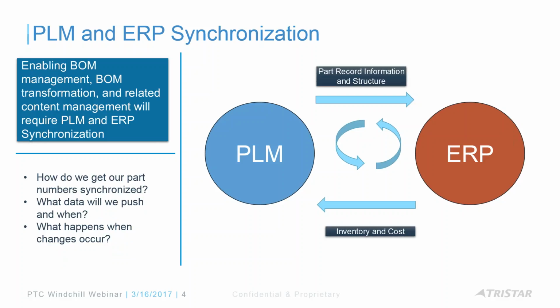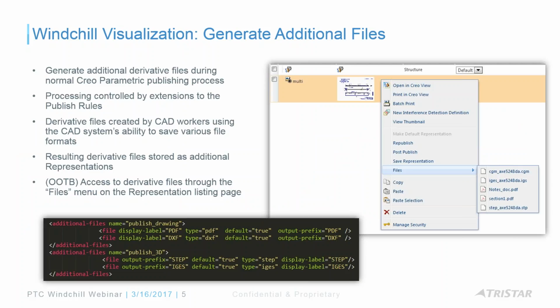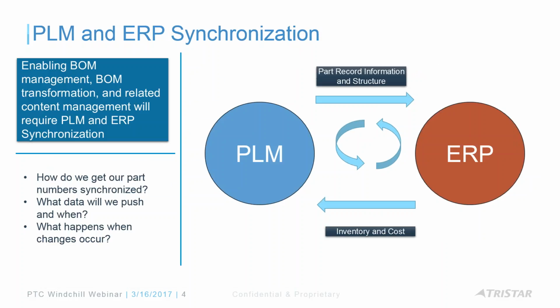So some of the questions that can occur between the systems are: how do we synchronize our part numbers? How do we pull data and push data from one system to the next? And what happens when changes occur? What do I have to do in each system? So definitely we can automate that information, and we'll see how that happens, and what type of information we can automate between those two systems later in my presentation.